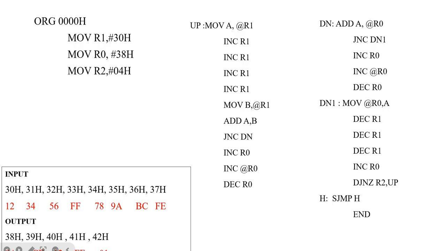After that we have to stop the program. So the last instruction is what? It is halting the program. So we'll go through the infinite loop as jump h and we will end the program. This is how you have to perform the addition of two 32-bit numbers.